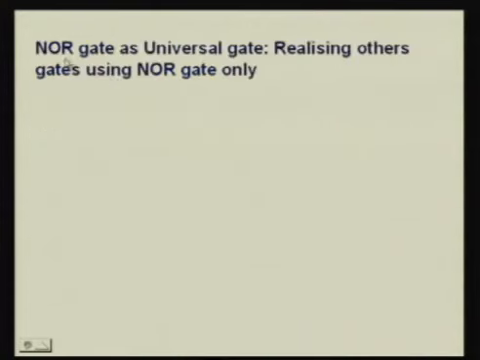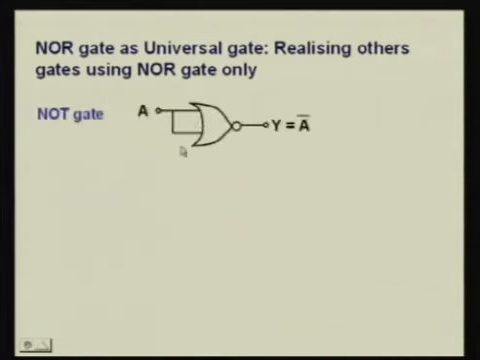Now we will see how we can use the NOR gate as a universal building block, as a universal gate. Again I will show how we can realize different gates using only NOR gates. Here, if we want to get a NOT gate, we just take a NOR gate and apply one input at both inputs of the NOR gate, and we will be getting the complement of that input, the inverse of that input. So this is very simple, and we can get a NOT gate by using a NOR gate.